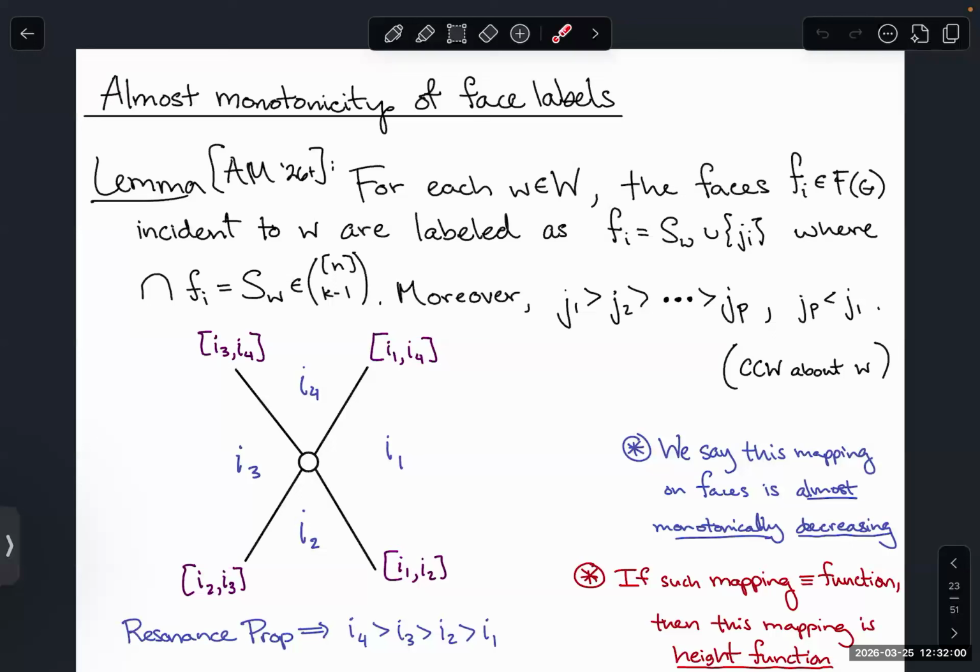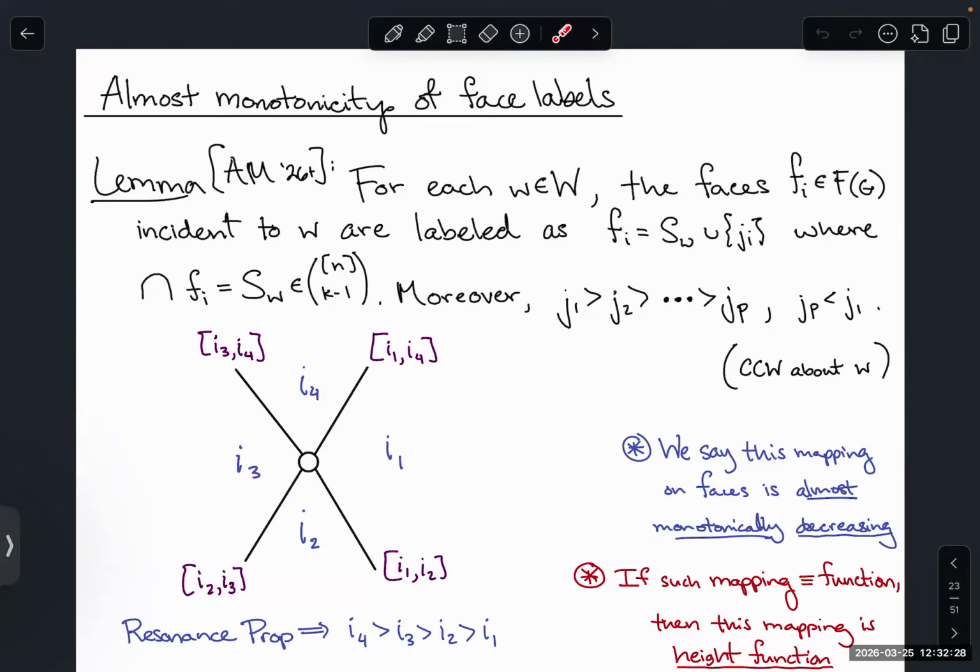And this, in blue, is what we've called this almost monotonically decreasing property. So this mapping on the singletons of face label entries satisfies this. And if such a mapping is an honest-to-goodness function, then this is what we're defining as a height function as well. So in this case, the picture is kind of my proof of this.